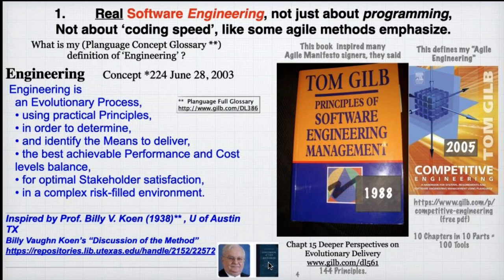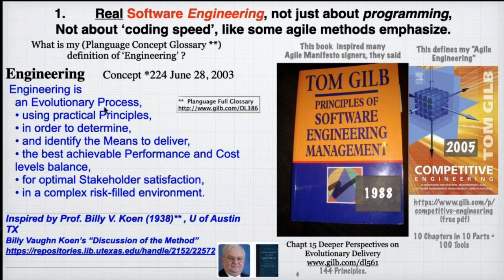He finally wrote a wonderful book called Discussion of the Method. I just had a copy of it in my hands today in my library. If you want to go really deep, if you're a really deep thinker, get the book. Otherwise, there are some papers and videos in the link here. But now I'm paraphrasing Billy's definition in my own glossary of 700 terms called Planguage Glossary. If you want to know how I define stuff, you'll find it here in this link, Planguage Full Glossary. Anyway, paraphrasing, pretty close, but using my own terminology and ideas.